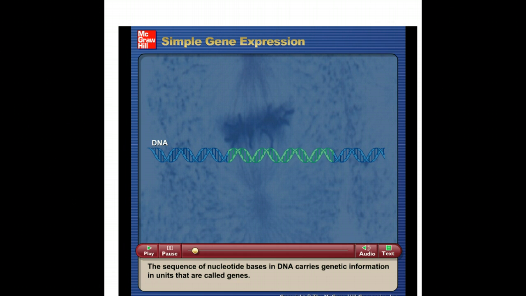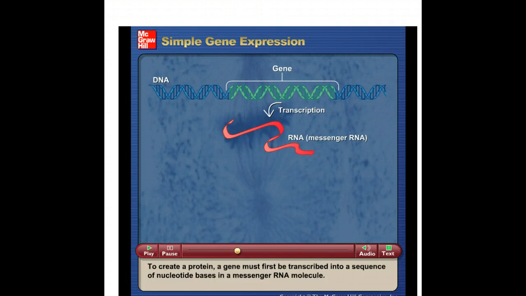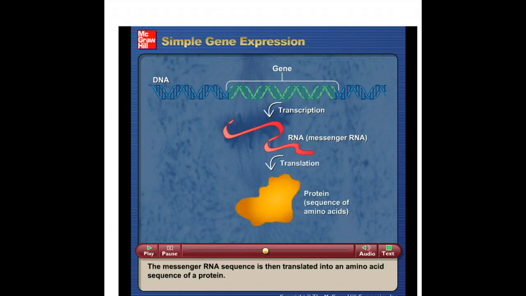Sequence of nucleotide bases in DNA carries genetic information in units that are called genes. Structural genes encode the information for specific proteins. To create a protein, a gene must first be transcribed into a sequence of nucleotide bases in a messenger RNA molecule. The messenger RNA sequence is then translated into an amino acid sequence of a protein. This sequence of amino acids in a protein molecule determines the shape and chemical characteristics of the protein.